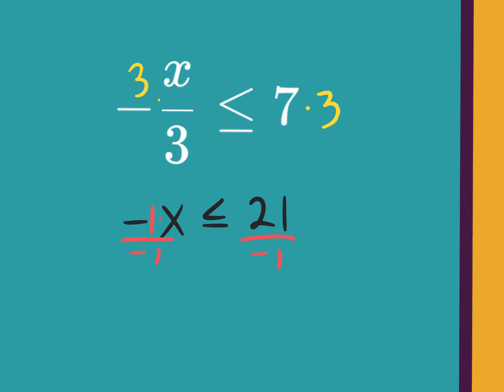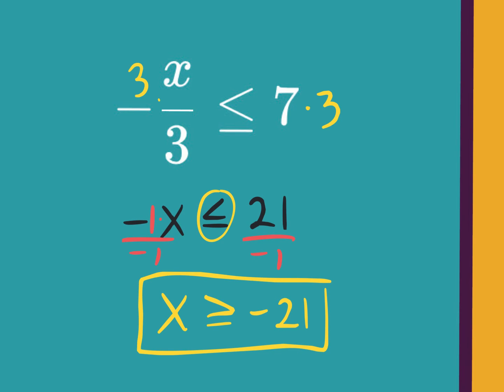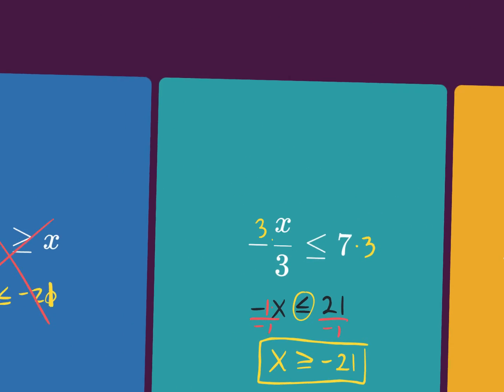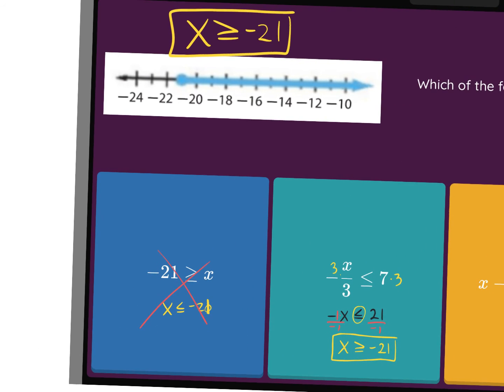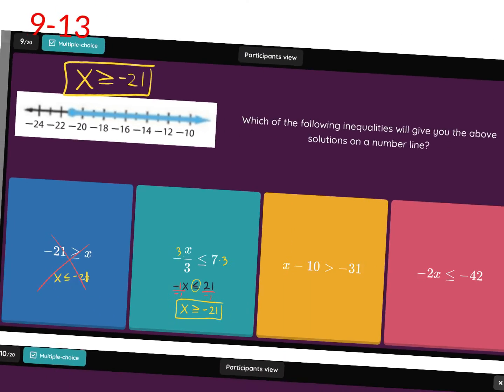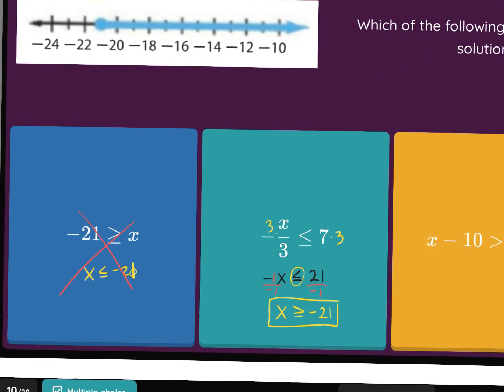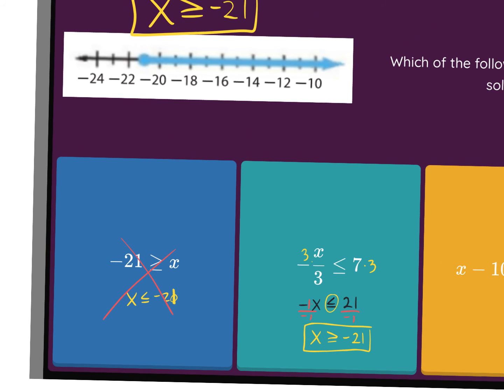So my final answer is X. This guy has to flip. It becomes greater than or equal to. This becomes -21. X is greater than or equal to -21. And if you look, that is the answer that we're looking for. So it's pointless to continue on. You could if you wanted to, but this is the answer already. So let's pick this one, and we're good to go.